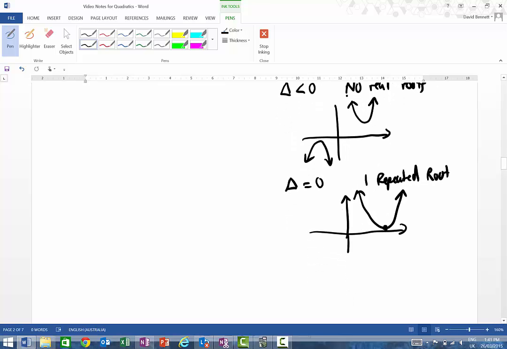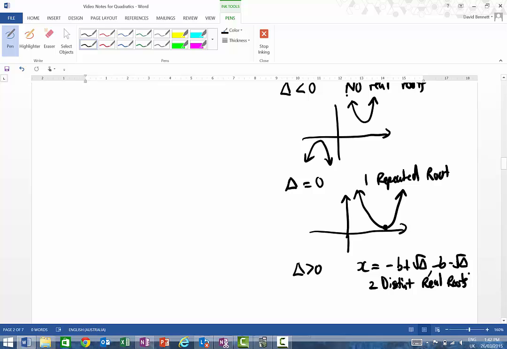Now if the discriminant is in fact greater than 0, that means x is going to be equal to minus b plus the square root of the discriminant, and minus b take the square root of the discriminant. So in other words, you have two, what we call distinct, real roots. So you've got two answers, two intercept points. Alright, so that's what that means.